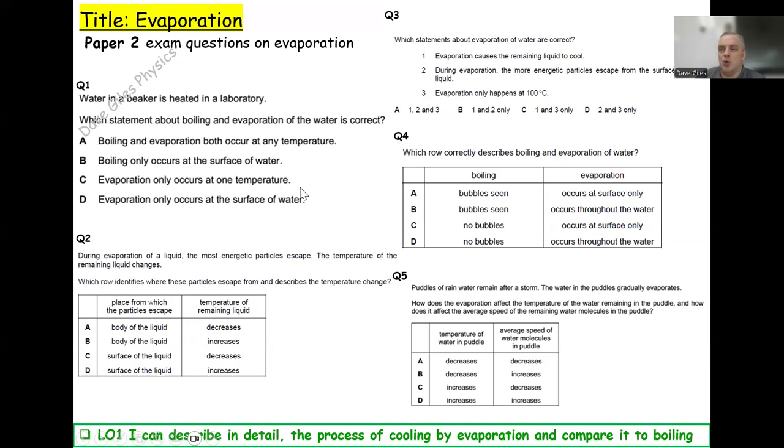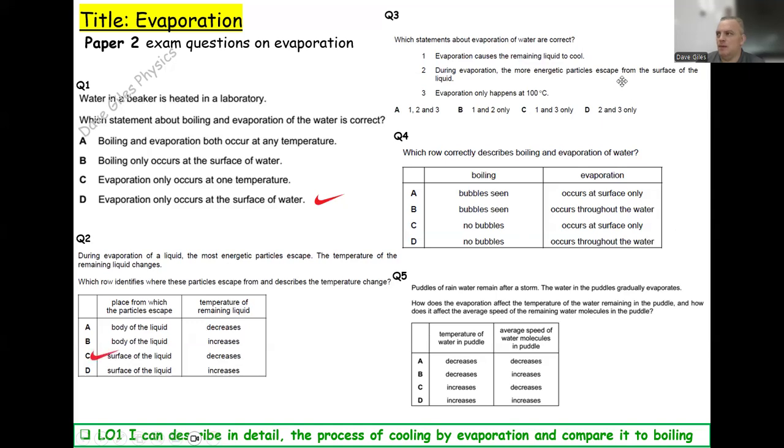Evaporation only occurs at one temperature. No, it happens at a range of temperatures. So evaporation only occurs at the water surface is correct. Okay. And I'll just give you a minute to have a go at the rest. Then I'll put the answers on.